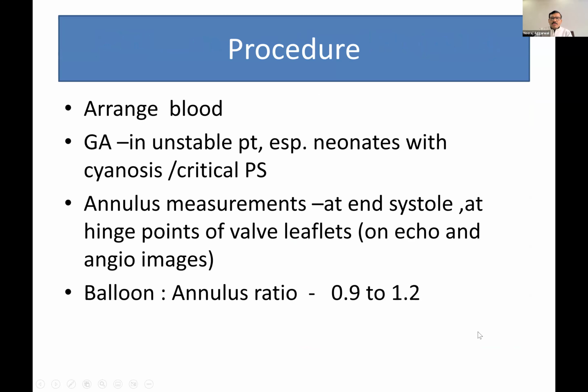The balloon annulus ratio should not exceed 1.2. You try to go 0.8 to 1 only. 1.2 is slightly on the higher side, but it should not go beyond 1.2. So measure the annulus properly so that you don't underestimate the size of the annulus and overinflate the balloon.